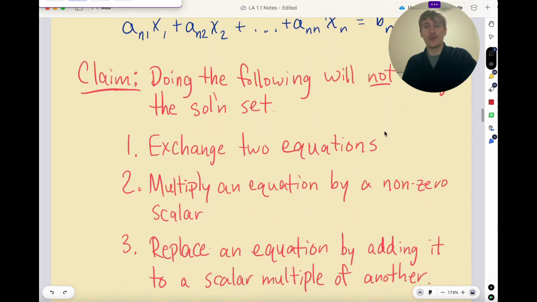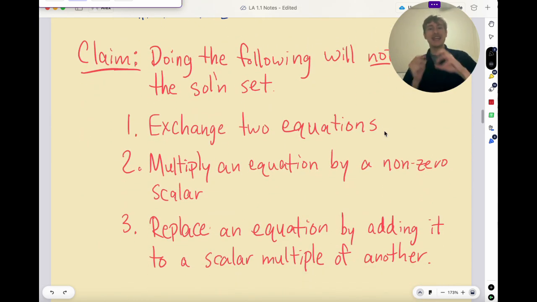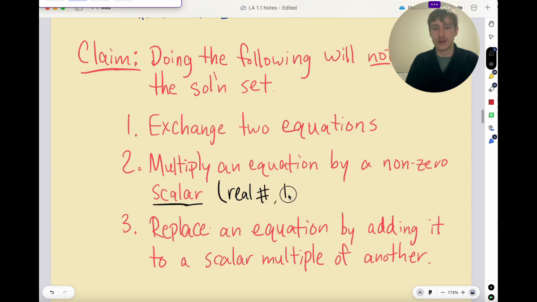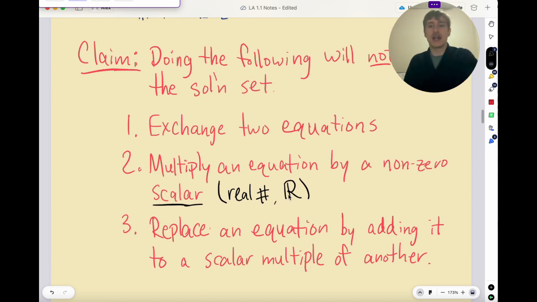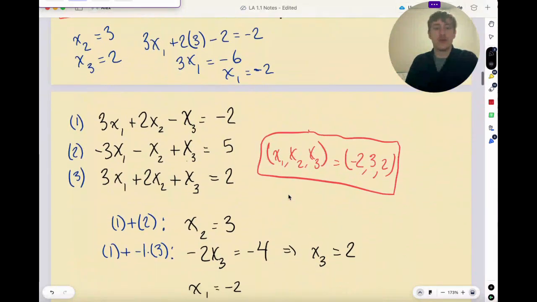And the last one's probably the most complicated one. You can take an equation and replace it by adding that equation to a scalar multiple of another. So I should probably tell you what a scalar is. A scalar is just a real number, so it's in the real number set. And in this case, we prefer it to be a non-zero scalar. Clearly it's true if that scalar multiple is 0. But let me show you an example of when we did that.